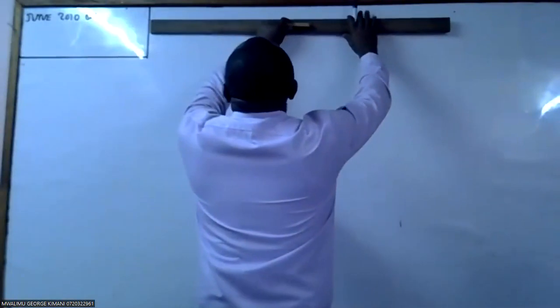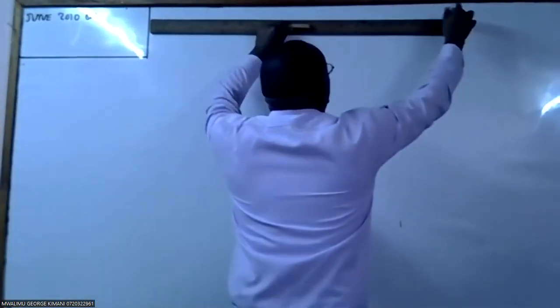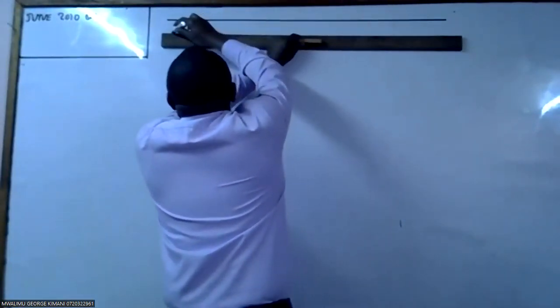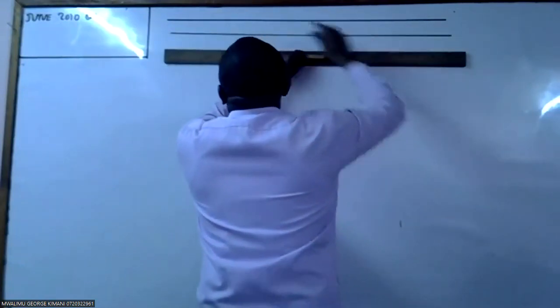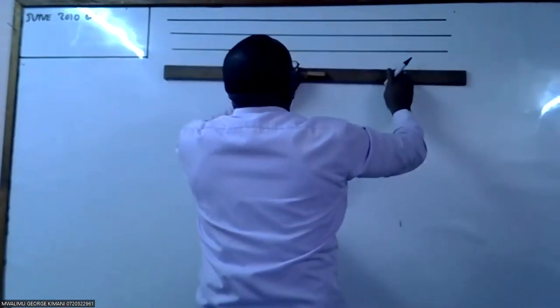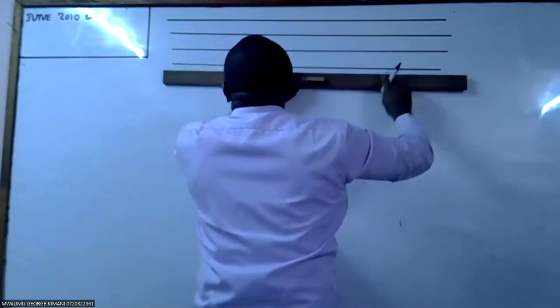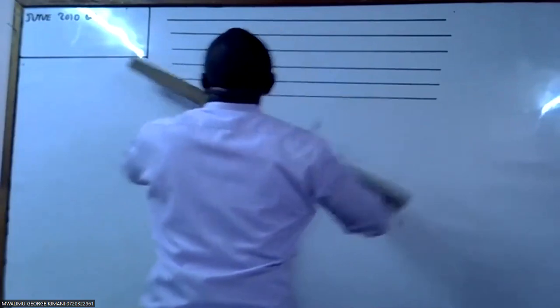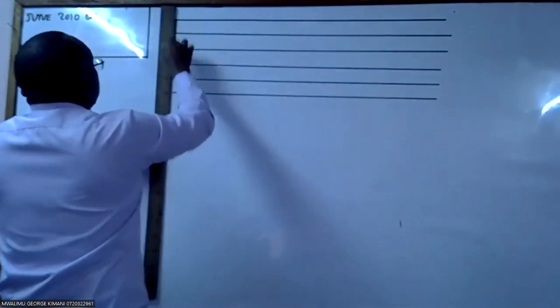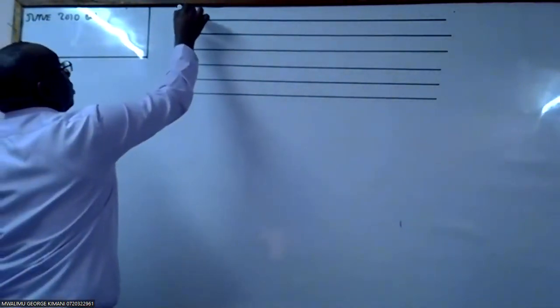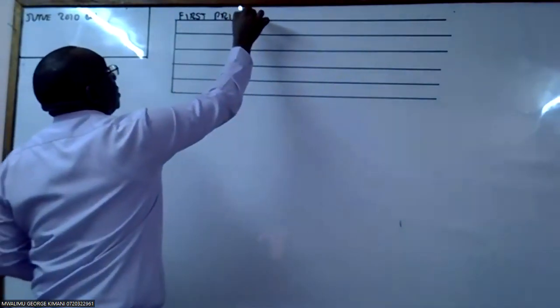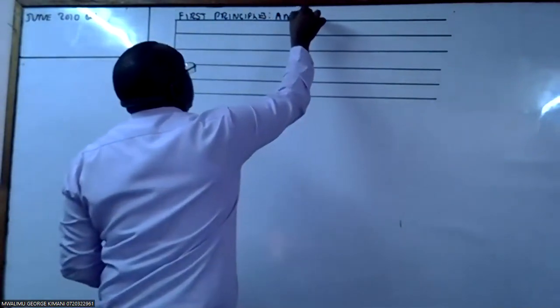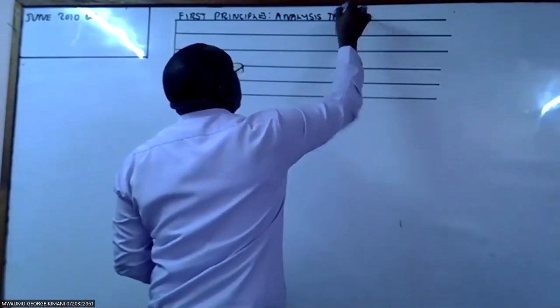Now, because we just have one scarce resource, drawing a table here. You don't necessarily have to draw a table. Me, I'm drawing because my book is not ruled. So we are using the first principles method. We call it the analysis table.